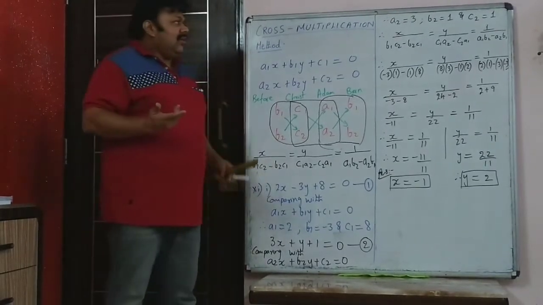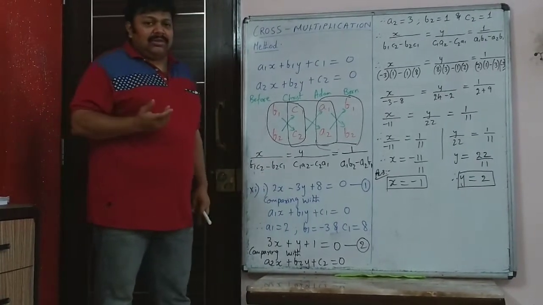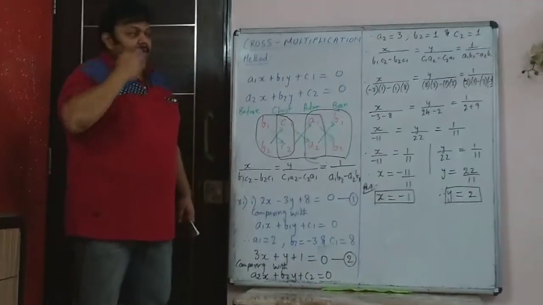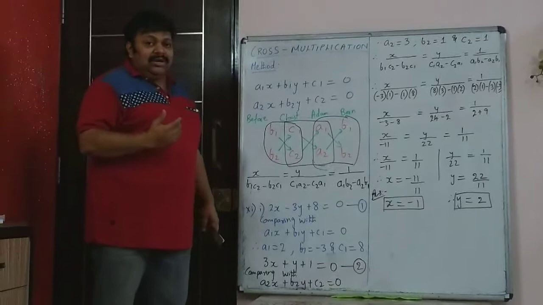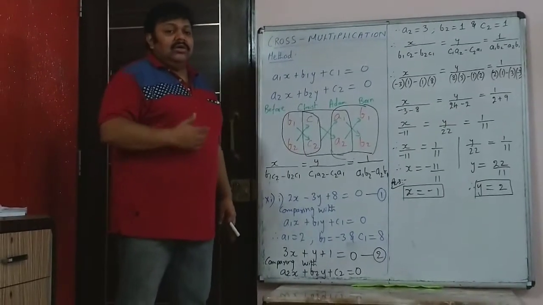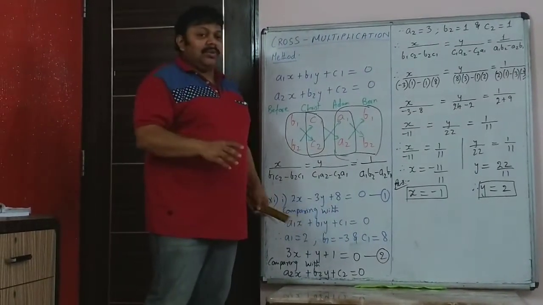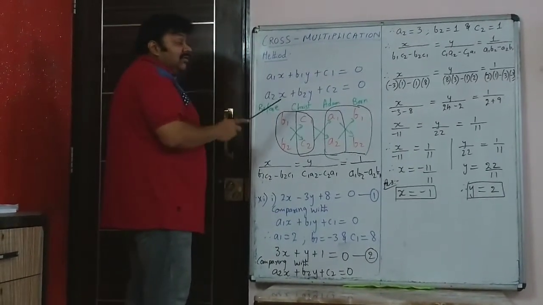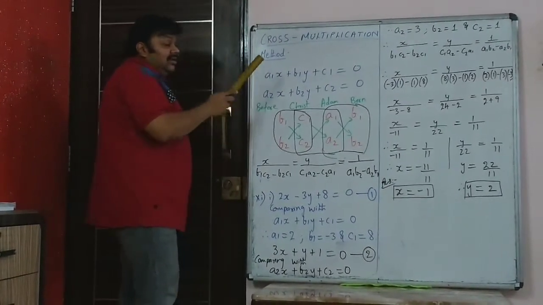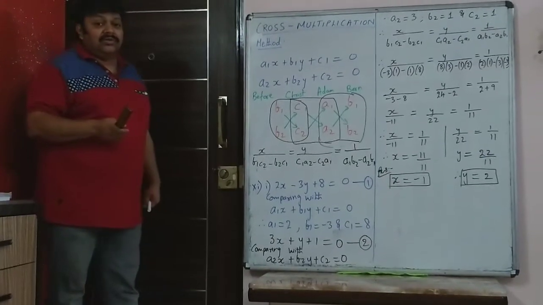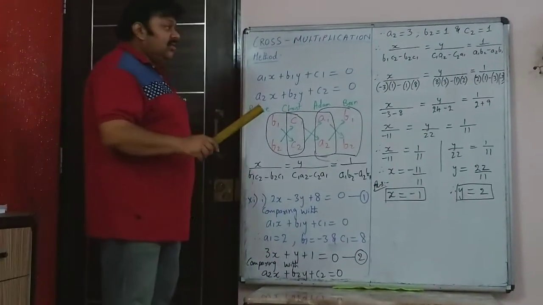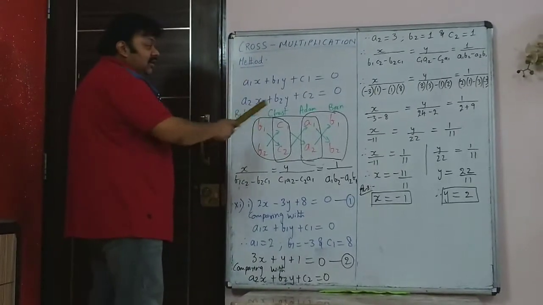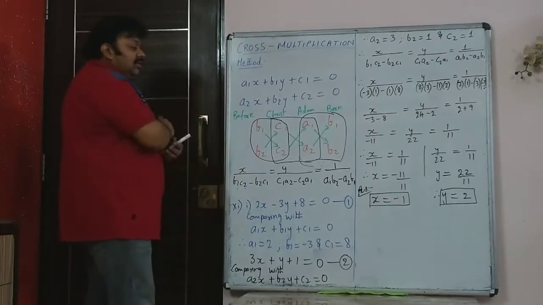And we would never tell you to use the cross multiplication method unless the question asks for cross multiplication. Otherwise, eliminating by equating coefficients or substitution is far simpler. But if the question says find by cross multiplication, and you do substitution or elimination, then you will be given 0 marks for that. So if cross multiplication is asked, you have to use this method.